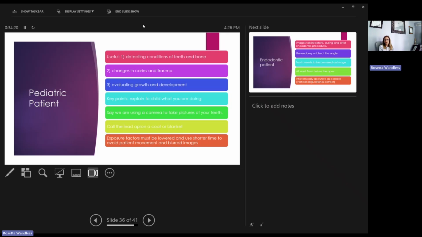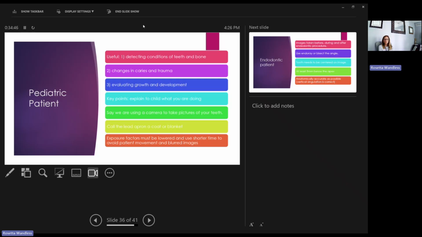The big key points with children is we want to explain to the child what we are doing. So we say things like, we're going to use a camera to take a picture of your teeth. We're going to call the lead apron a coat or a blanket, something relatable, something less scary. And as anything, exposure factors need to be lowered and use shorter time to avoid patient movement and blurred images.